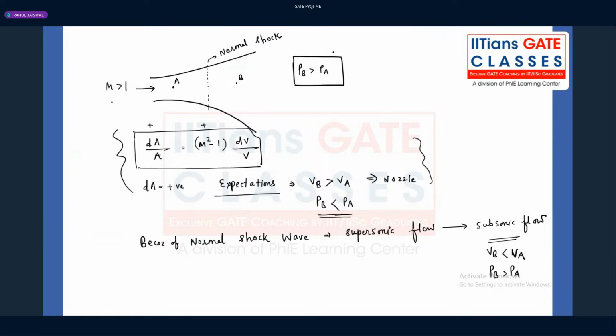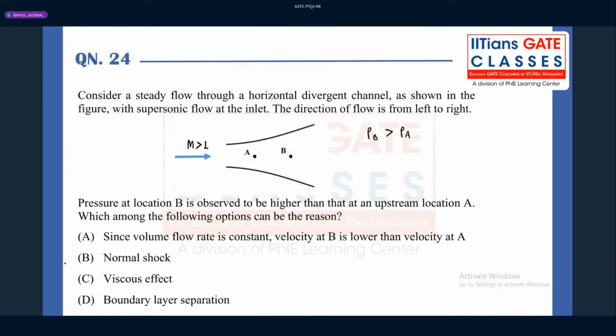Before reaching this conclusion that pressure at point B is more than pressure at point A, what has actually happened? The normal shock wave is being formed in between A and B. That's why the pressure at point B is more than the pressure at point A. So what should be the correct option, guys? Normal shock. When you look at option D, there might be confusion.